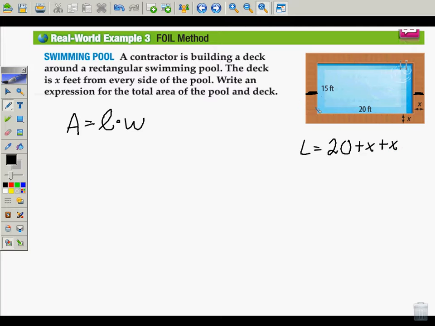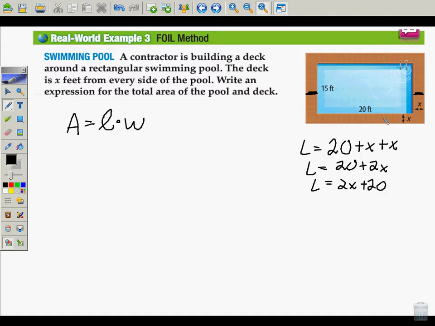So now notice, if I think about my entire length of the pool, X feet, 20 feet, another X feet. 20 plus X plus X, or X plus 20 plus X, same thing. So when I actually simplify that, I get 20 plus 2X, but then we like to write things in standard form with the variable first, so I'm going to write that as 2X plus 20. There's my length. I had 2 X's, I had X feet on either side of the pool plus the 20 feet the pool was.